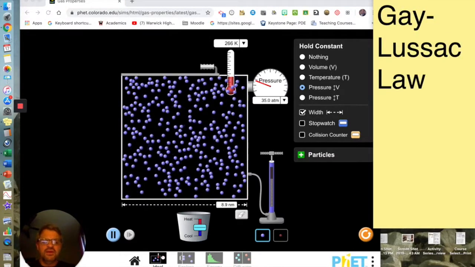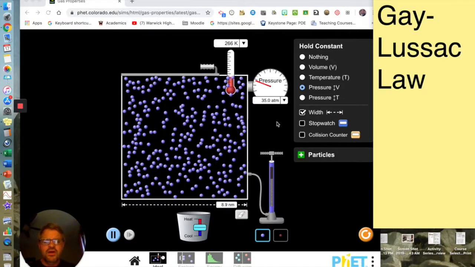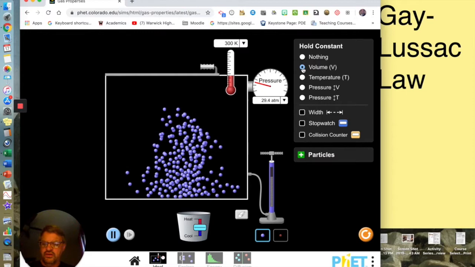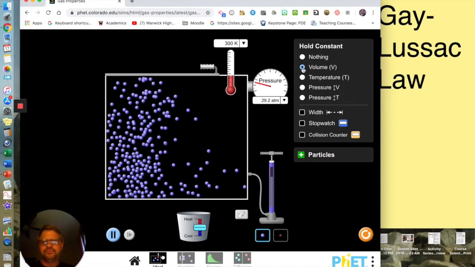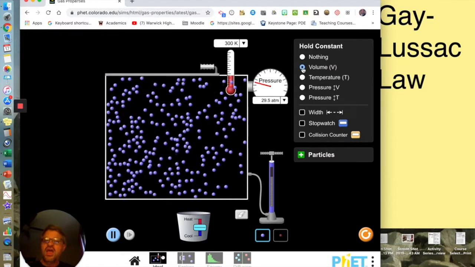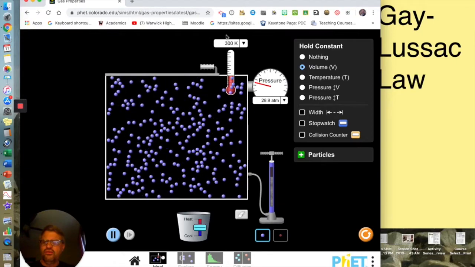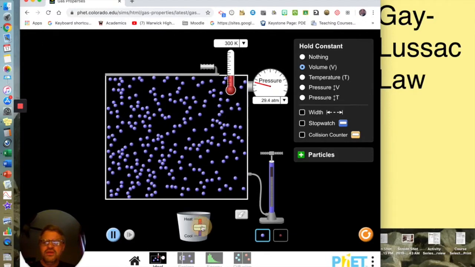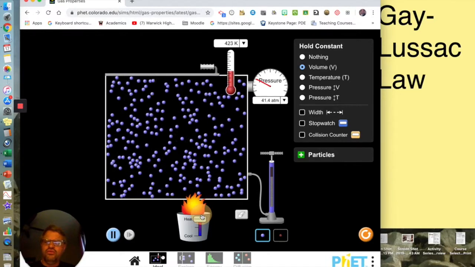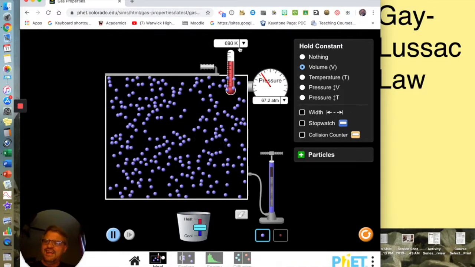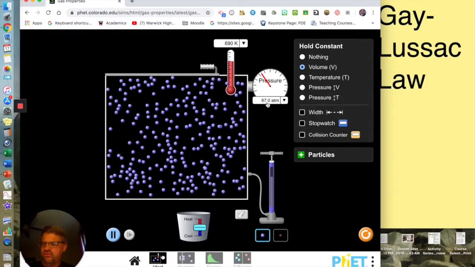The next one, Gay-Lussac's law. Okay. It relates temperature and pressure. So in this law, we're assuming that volume is a constant. So at 300 Kelvin, the pressure here is about 29 atmospheres. If we heat the container, you'll notice that the pressure is increasing. Okay? We're up to 690 Kelvin, pressure 67 atmospheres.